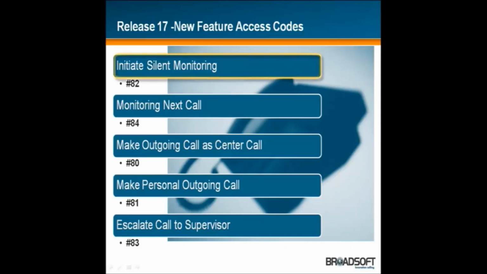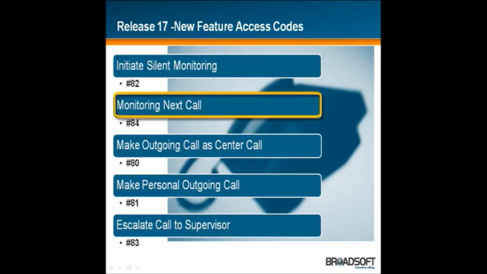The first feature access code listed is Initiate Silent Monitor. This allows the supervisor to silently monitor an agent's active call. To activate, the supervisor enters #82 followed by the agent's extension or phone number. Supervisors can only monitor agents on calls in premium call centers.